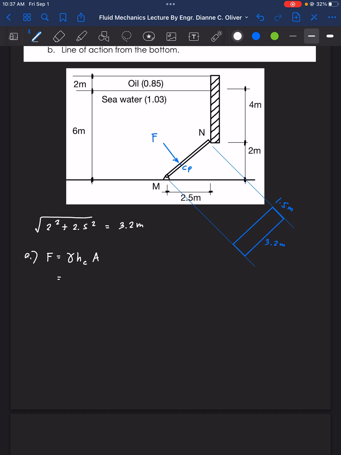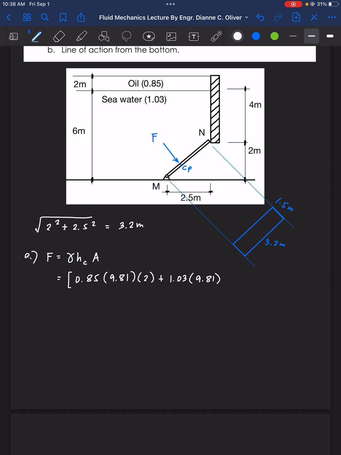First, we need the pressure. We need to compute the total pressure that is pressing on the gate. To get the total pressure, we need the pressure of the oil and the pressure of the seawater acting on it. First, the unit weight of oil is equal to 0.85 times the standard unit weight of water, 9.81, and then the height. The height of the oil is 2 meters. So that's the first pressure. The second pressure is the seawater, and the unit weight of seawater is 1.03 multiplied by 9.81.